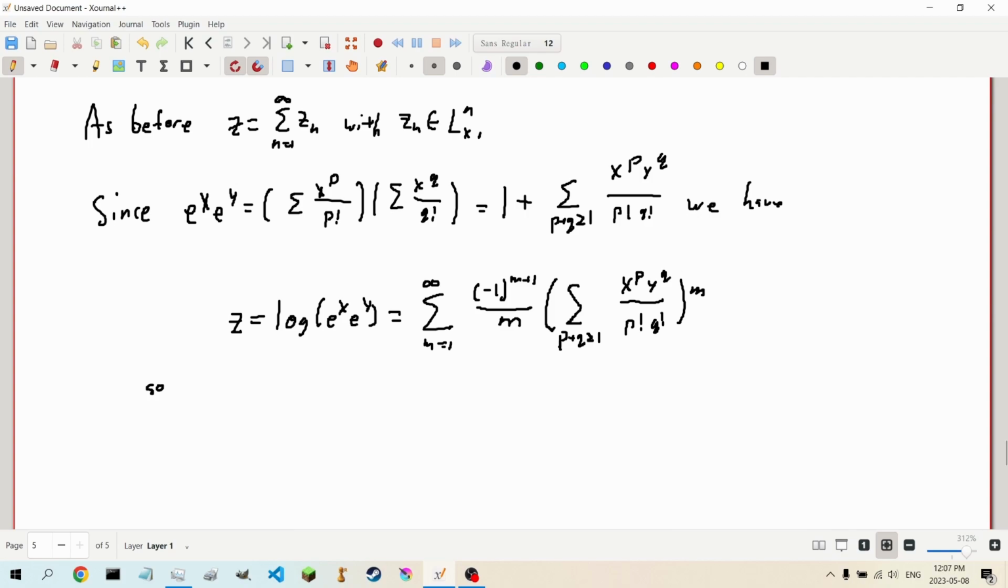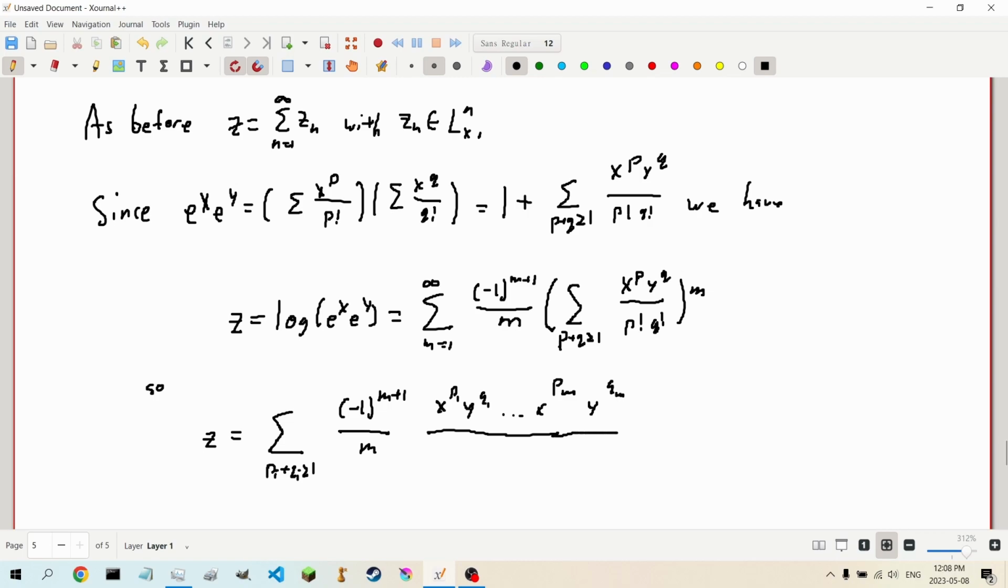which gives us that z is equal to, for p_i plus q_i summing to at least 1, -1 to the m plus 1 over m times x to the p1, y to the q1, multiplied all the way through to x to the pm, y to the qm, over p1 factorial, q1 factorial, multiplied all the way through to pm factorial, qm factorial.